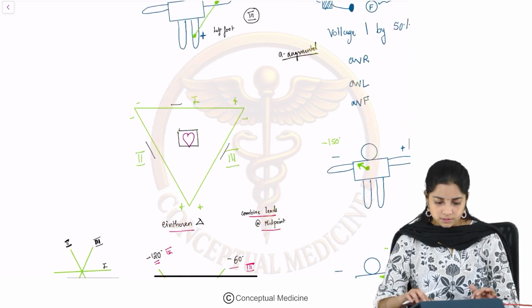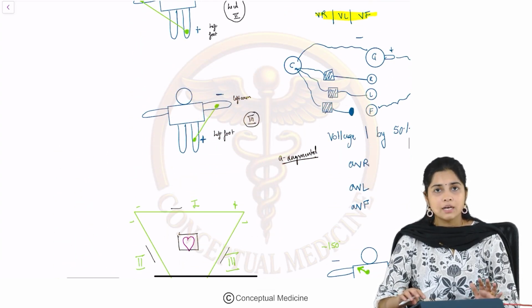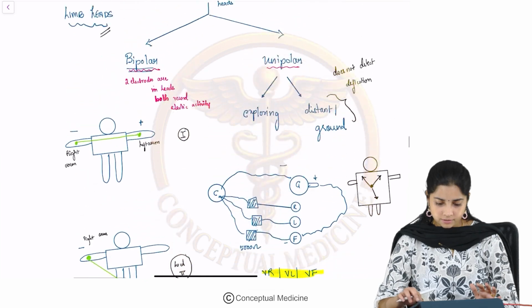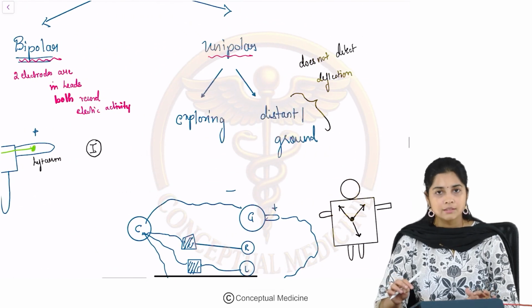Okay. So this is about your bipolar limb leads. Now, let us look at what is a unipolar limb lead.